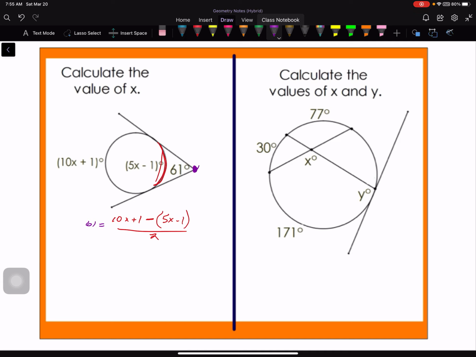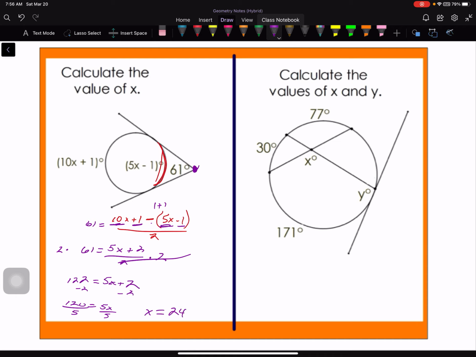So let me get different colors. So 61 equals, let's combine some like terms. So 10x minus 5x would be 5x. 1 minus negative 1 would be the same thing as 1 plus 1, so 2. Okay, so we combine like terms. We can multiply both sides by 2 here. So 122 equals 5x plus 2, because that's going to cancel out the denominator. Subtract 2. 120 equals 5x. Divide both sides by 5. x equals 24. So there you go.